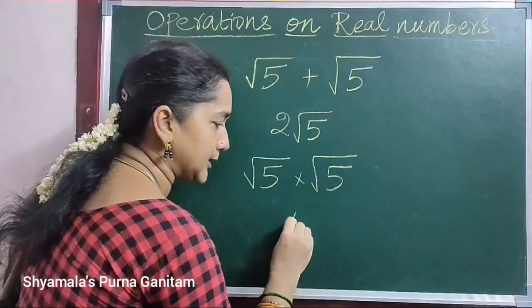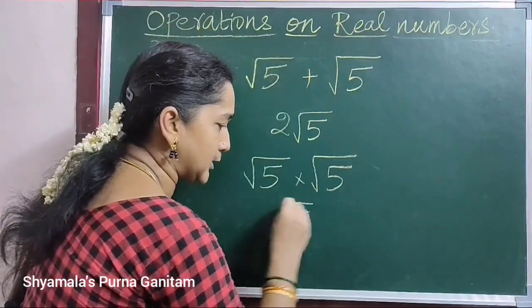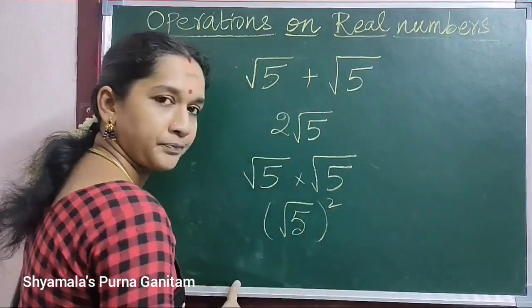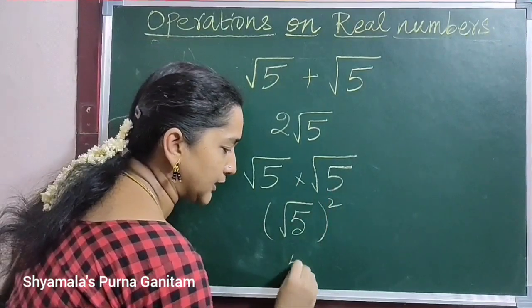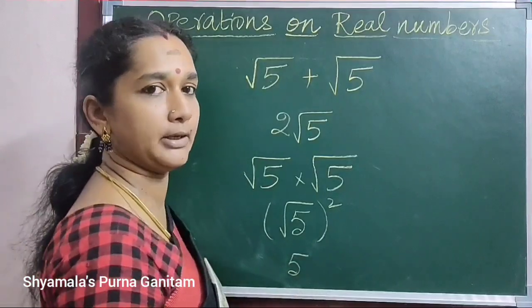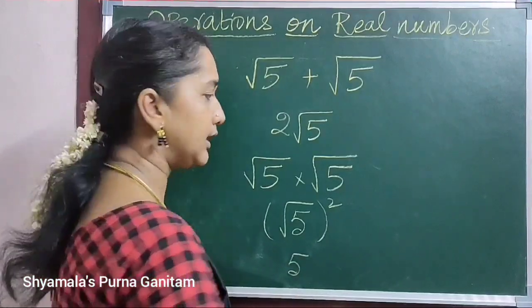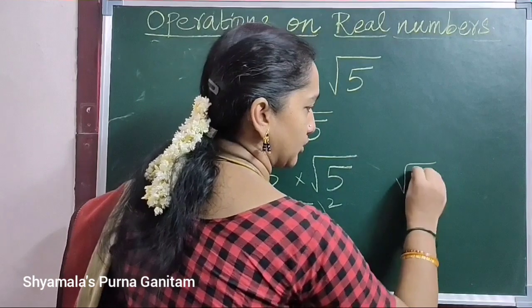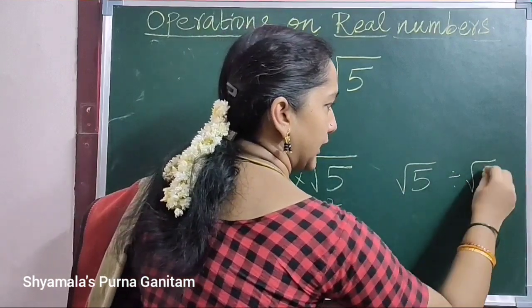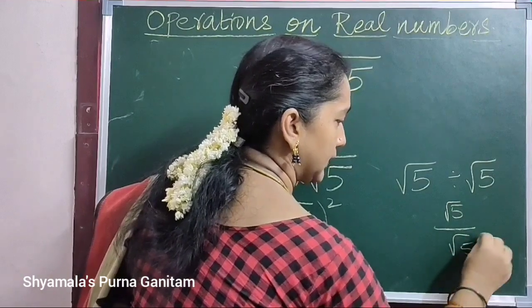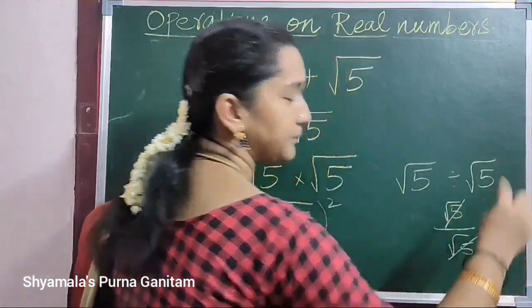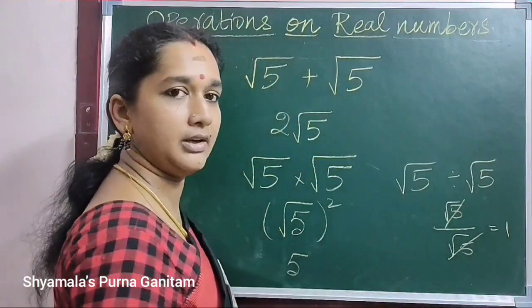When you multiply this, you will get the answer as root 5 the whole square. Isn't it? Root 5 into root 5 is root 5 the whole square. When you simplify this, you will get a rational number only. Okay. Same rule for product also. Root 5 divided by root 5. So when you divide root 5 by root 5, the answer is 1. This is a rational number.